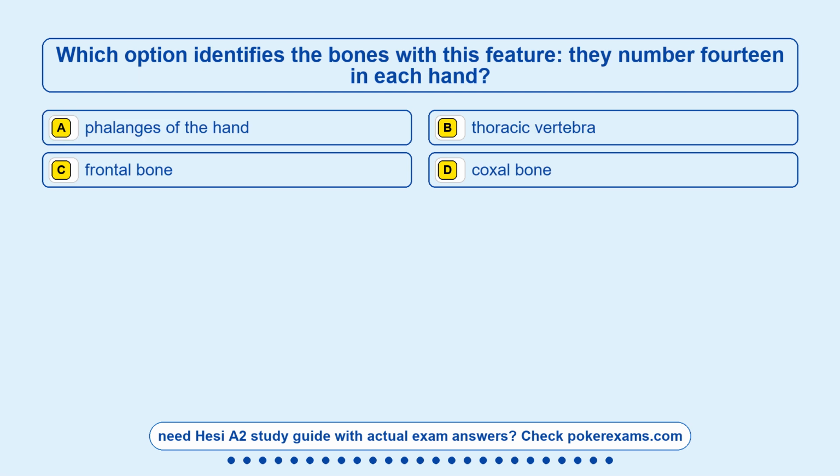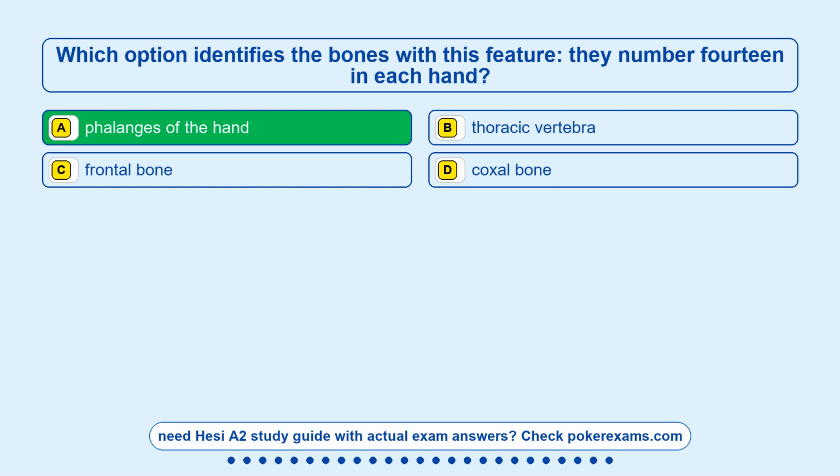Question 6. Which option identifies the bones with this feature? They number 14 in each hand. Option A, phalanges of the hand. Option B, thoracic vertebra. Option C, frontal bone. Option D, coxal bone. The correct answer is option A, phalanges of the hand.